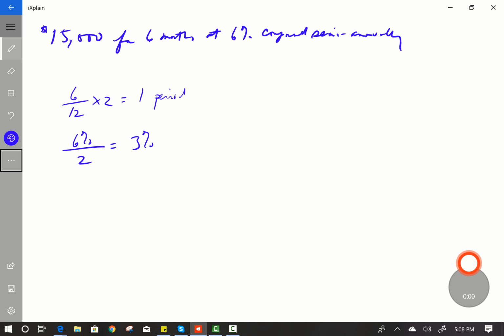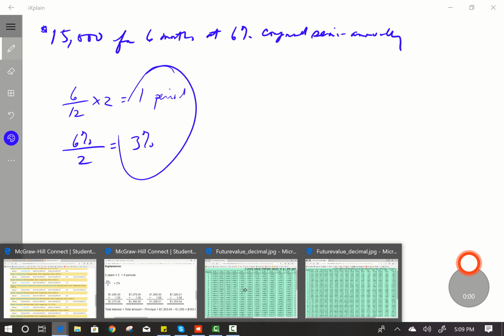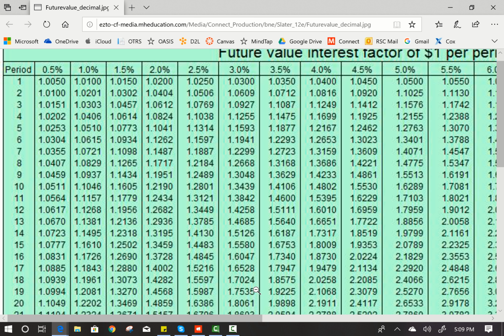Okay, so we are going to look to the future to find out what this $15,000 will turn into in 6 months. So I'm going to find the corresponding factor of 3% in 1 period. Okay, so 3% in 1 period is 1.0300 right there.